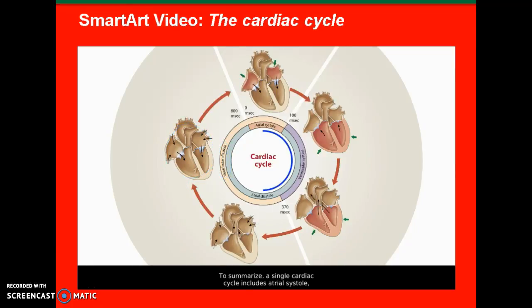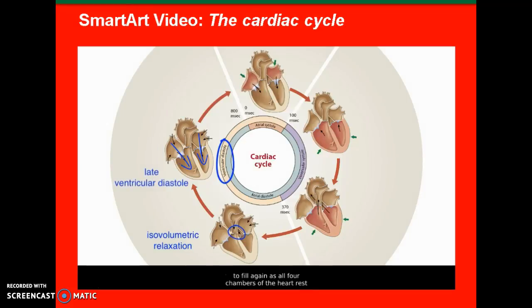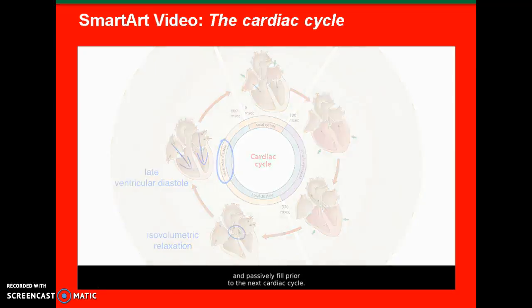To summarize, a single cardiac cycle includes atrial systole, when both atria contract at the same time to complete ventricular filling, followed by ventricular systole. Isovolumetric contraction is the first phase of ventricular systole and causes the AV valves to close, while the second phase is ventricular ejection, which opens the semilunar valve as blood is forced into the artery. As blood pressure rapidly drops in ventricular diastole, the semilunar valves close and the ventricles begin to fill again as all four chambers of the heart rest and passively fill prior to the next cardiac cycle.